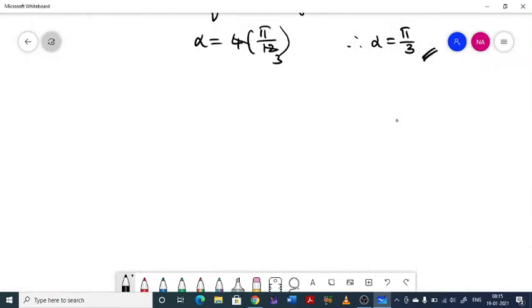Now A, B, C, I think D it is. r equal to a times of 1 minus cos theta, and r equal to 2a cos theta.